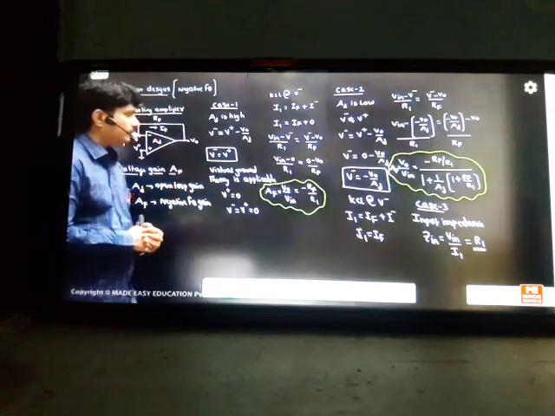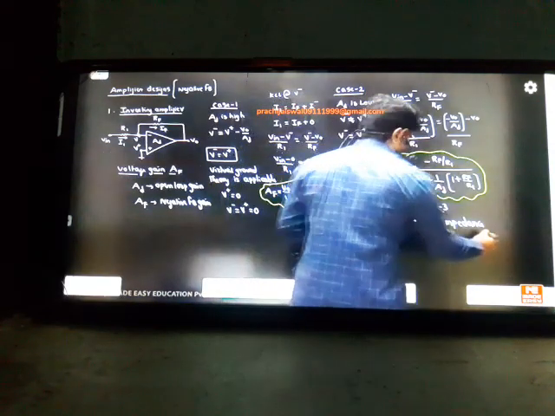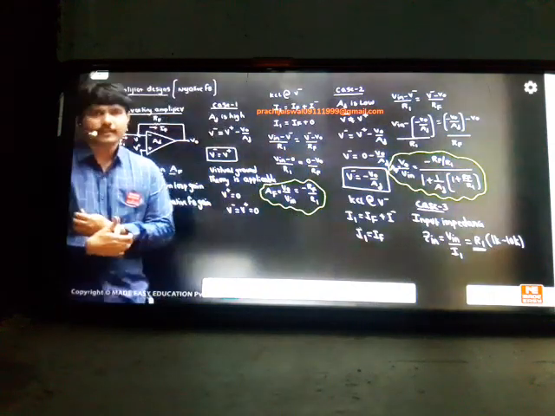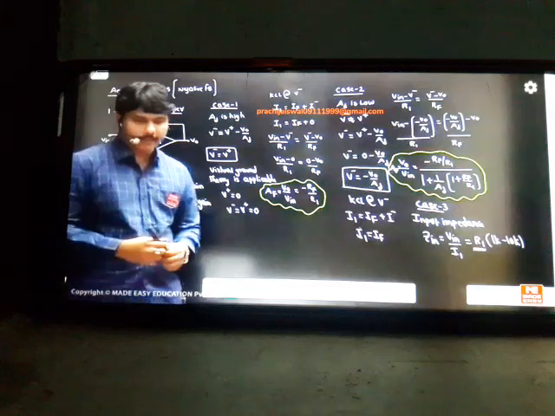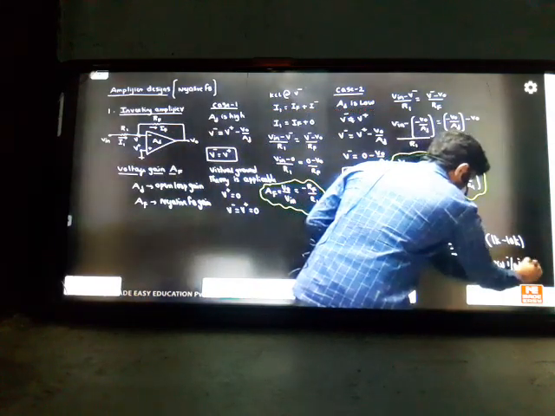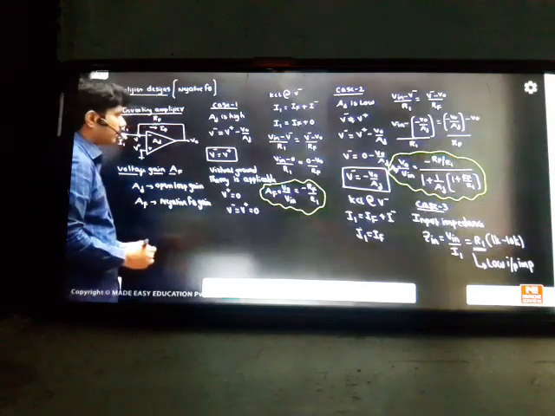So the input impedance is R1. Generally the R1 range we take is 1K to 10K. The resistors you take in op-amps cannot be more than 10K, so 1K to 10K. If it is 1K to 10K, I can say that it is a low input impedance. So the impedance is very low in the case of inverting amplifiers.